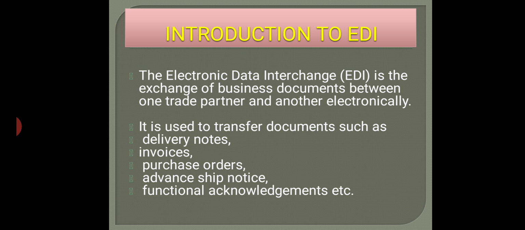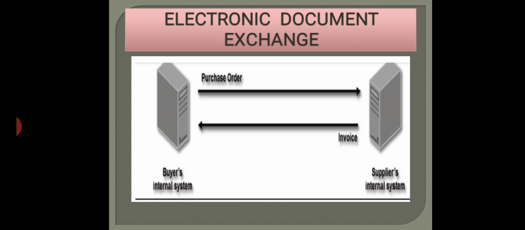It is used to transfer various documents like delivery notes, invoices, purchase orders, advance ship notices, functional acknowledgements, etc. If we have two systems, a buyer system and a supplier system, from the buyer system we can send the purchase order to the supplier system, and from the supplier system it can interchange the invoice. These purchase orders and invoices are in the form of documents.